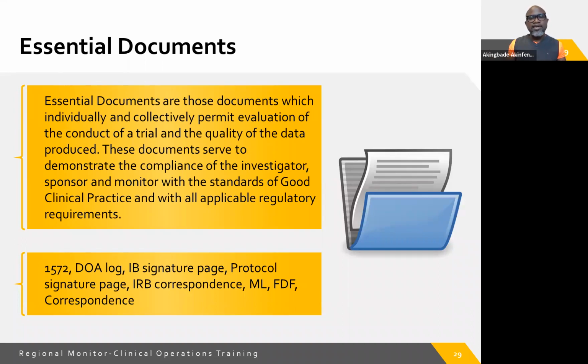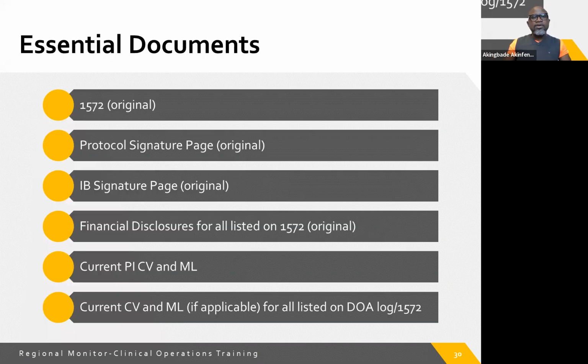So you might hear documents like 1572, and every one of these documents we'll talk about later. DOA log, delegation of authority log, investigator brochure, signature page, protocol signature page, IRB correspondence, monitoring, medical licenses, financial disclosure form, and the general correspondence with IRB. So you see a lot of that as we progress. And these are some of the things we typically would look for.